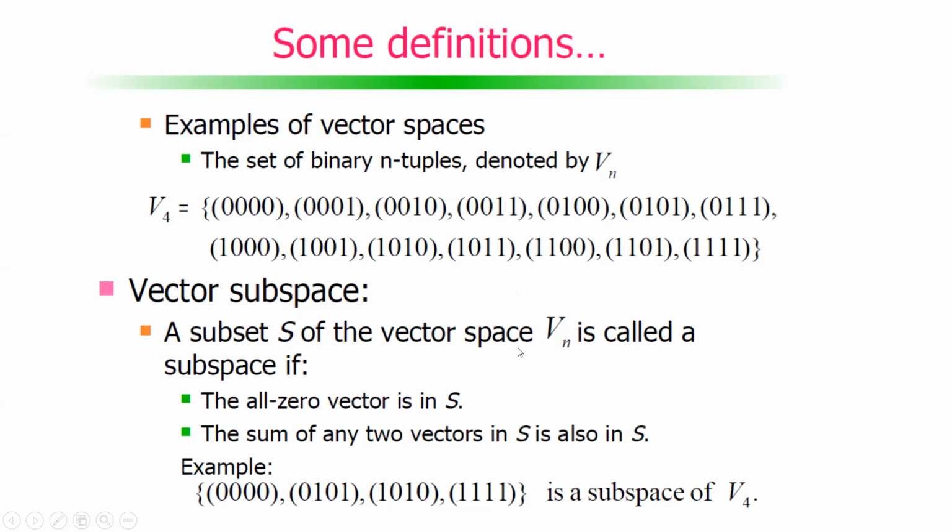Now a subset S of the vector space Vn is called a subspace if I have to consider the all zeros vector, and the rest of the vectors will be the sum of any 2 vectors in S. That space will be called a subspace in which, once you add 2 vectors, where add means you do the modulo addition, meaning bitwise XORing, the result of the sum of the 2 vectors should also be in the subspace. So that is the condition to form a subspace basically. All right, and this second property is called the closure property.